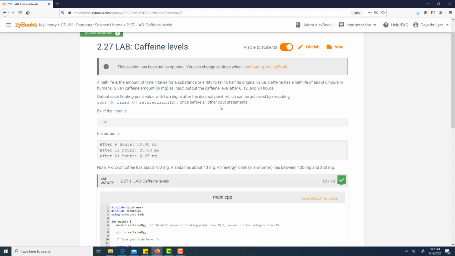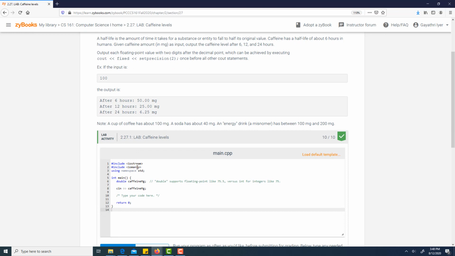Output each floating point value with two digits after the decimal point. After 6 hours, you just take the input and divide by two, right? After 12 hours, you take the original value, that is two sixes, so you divide by four, two times two. For the first 6, you divide by two. For the next six, you divide by another two. So 100 divided by two times two is four. Then the next time you have four of those, so you divide by 16, because you do two times two times two times two, two to the power of four, not two times four, okay?